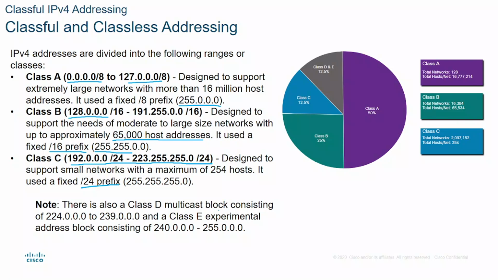All right. So note that there is also a class D multicast block consisting of 224.0.0.0 to 239.0.0.0, and the class E experimental address, which consists of 240.0.0.0 to 255.0.0.0. So just take note of these ranges so you can easily identify the different classes of IPv4 addresses.